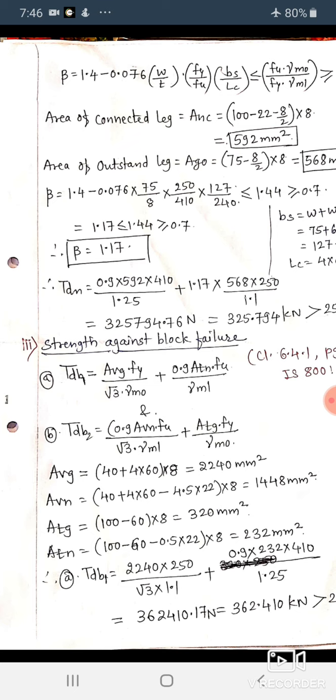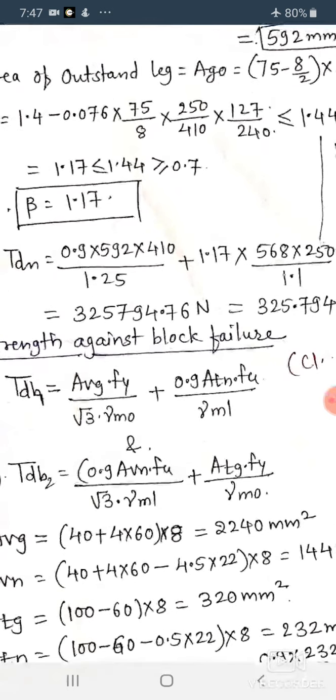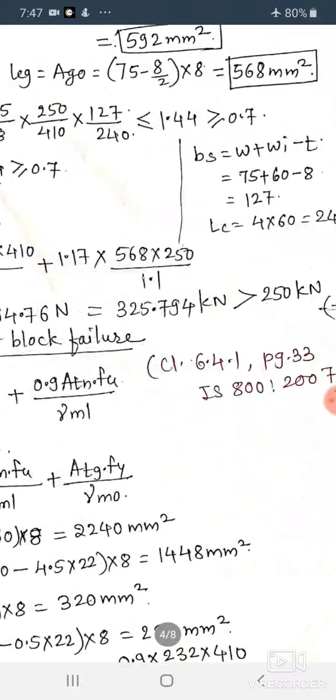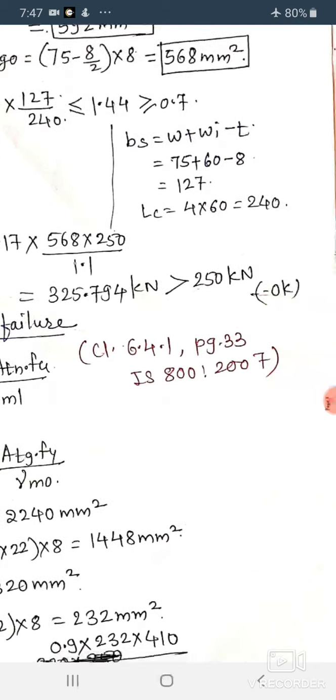Then substitute in the formula TDN, that is 0.9 ANC into Fu upon gamma ml plus beta into AGO into Fy upon gamma m naught. So again here you are getting TDN is greater than the given factored load, therefore design is okay.